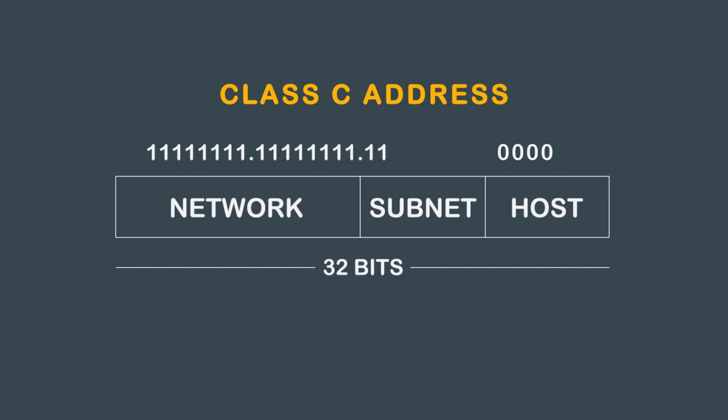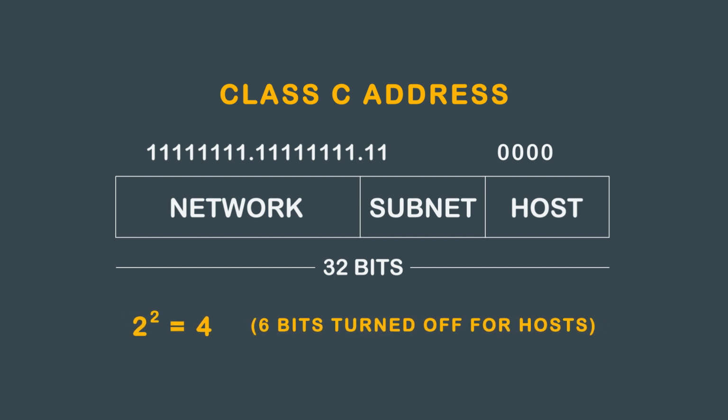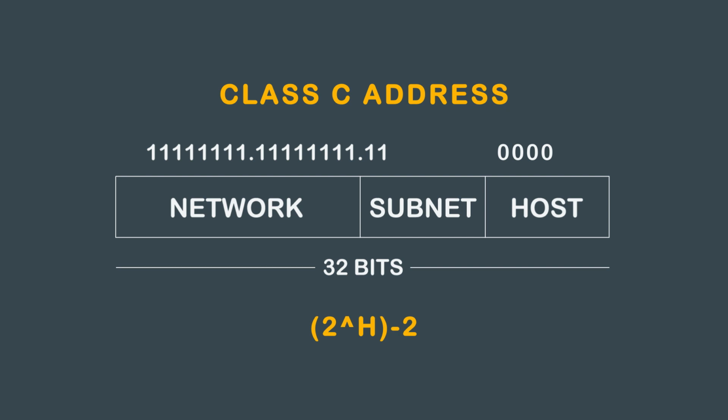As previously stated, we have borrowed 2 bits. Therefore, our formula looks like this: 2 to the power of 2 equals 4. This leaves 6 bits turned off for hosts. Remember, the formula for hosts is 2 to the h minus 2, which, in this case, 2 to the power of 6 minus 2 equals 62 hosts. As you can see, after we subnet, we get more networks with fewer hosts as opposed to less networks with more hosts.